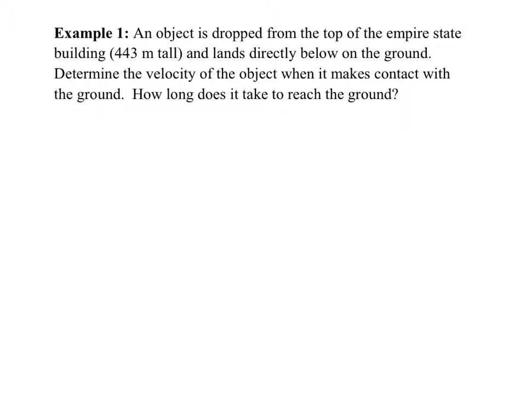An object is dropped from the top of the Empire State Building, approximately 443 meters tall. By the way, this is including the spire at the top. Without the spire, it's like 400 or so. And it lands directly below on the ground. Determine the velocity of the object when it makes contact with the ground. How long does it take to reach the ground?